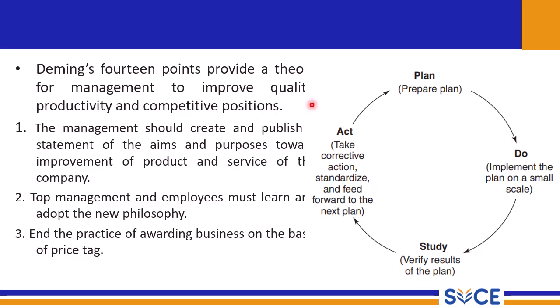Deming's 14 points provide some quality improvement guidance. For example, the management should create and publish a statement of aims and purposes towards improvement of product and services of the company. Top management and employees must learn to adopt the new policy. End the practice of awarding business on the basis of price tag.